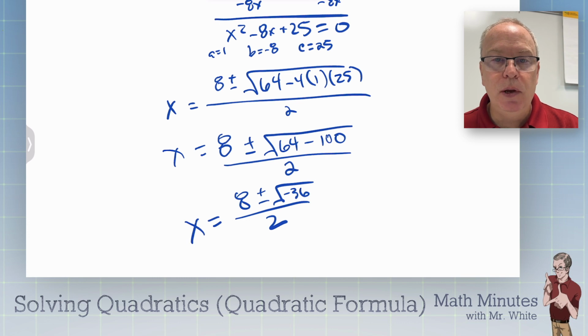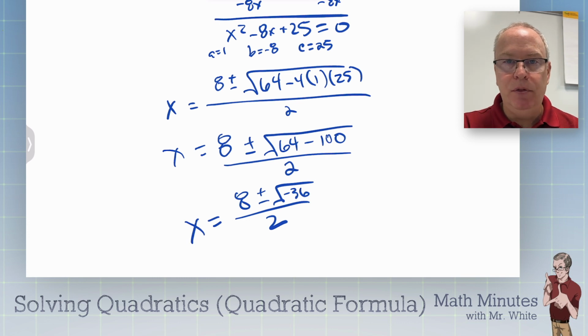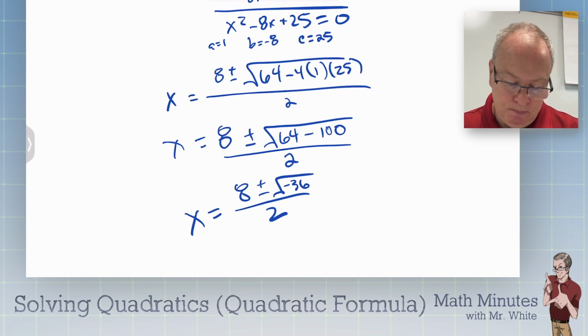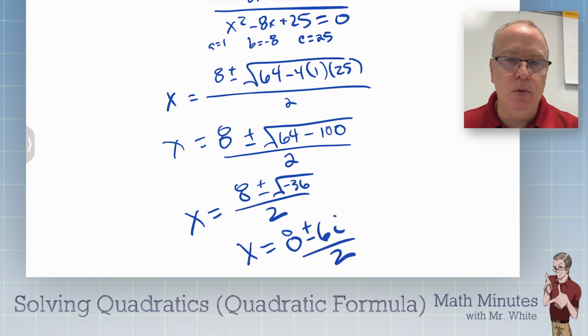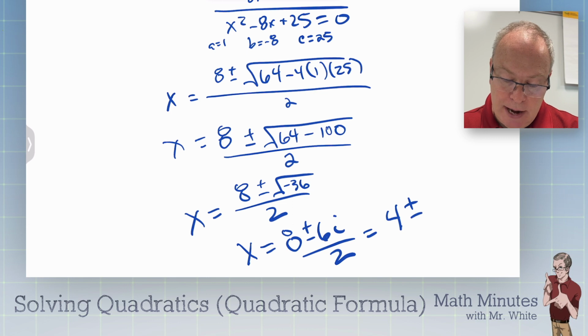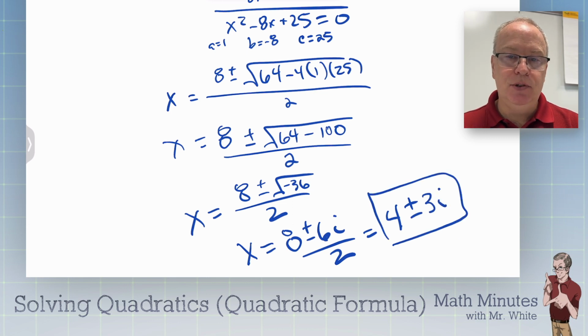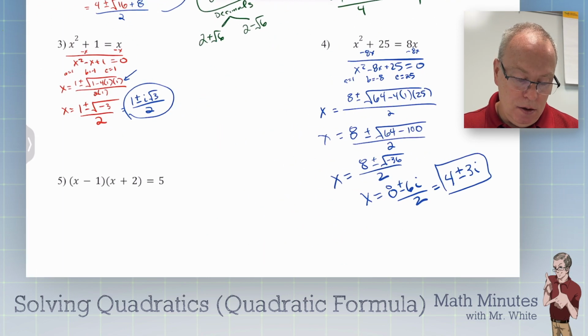So how do we rewrite the square root of negative 36? It's obviously imaginary, so how do we rewrite that? Well, 36 is a perfect square. So it's 6i over 2. And then everything in this problem is divisible by 2. So 4 plus or minus 3i is the best answer here. Okay, let's move right along.